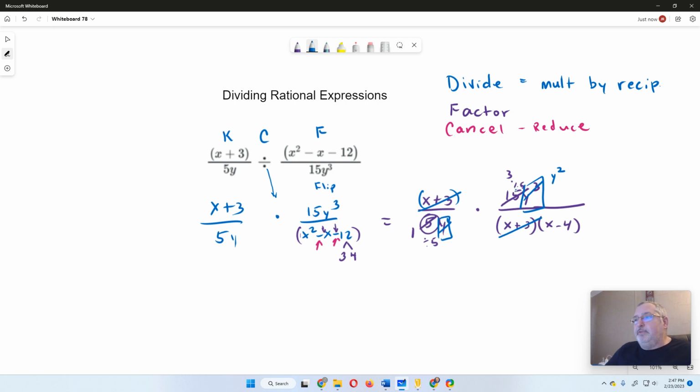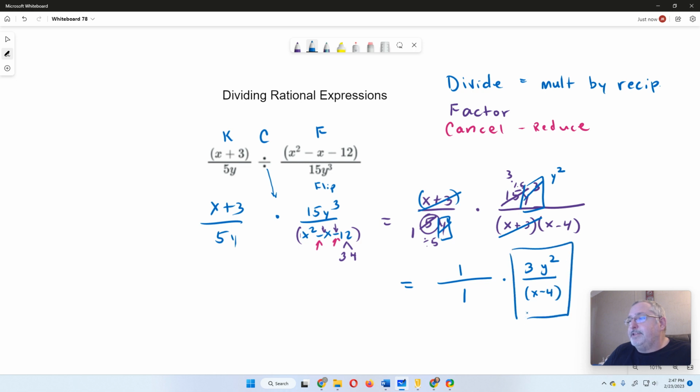So let's clean this up before we get our final answer here. What's left right here? That x plus 3 canceled out, so that's a 1. Because the 5 canceled out and the y to the first, that's a 1. Here we have a 3, and we have a y squared, and then we have an x minus 4. And guess what? That's the final answer, because anything times 1 is the anything. So final result, 3y squared over x minus 4.